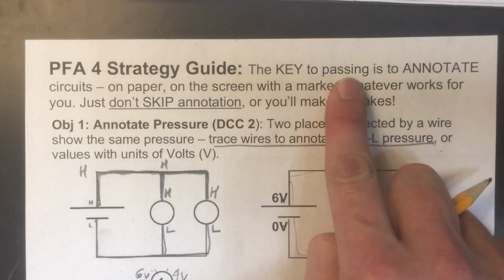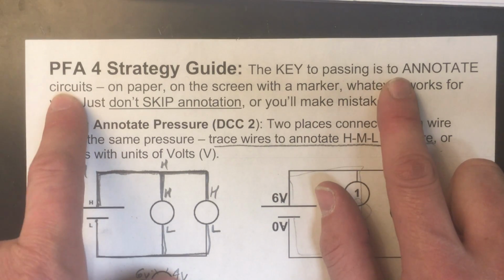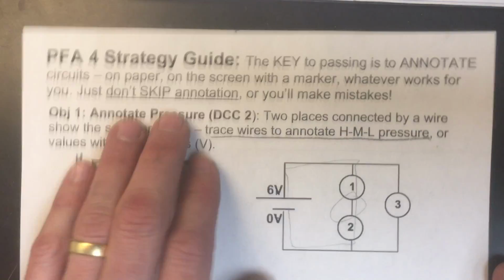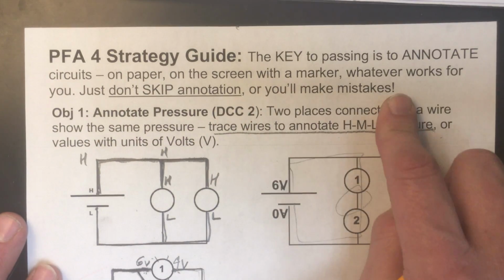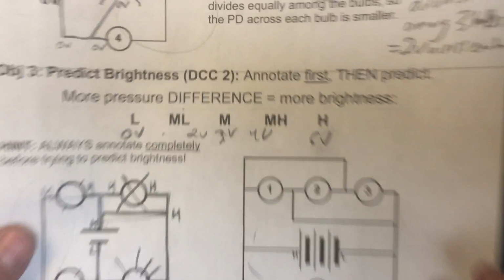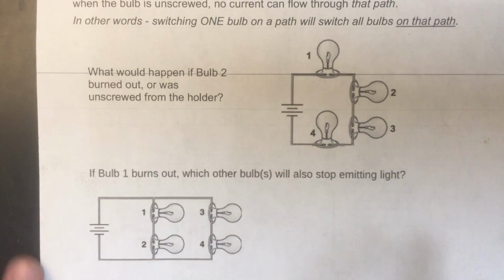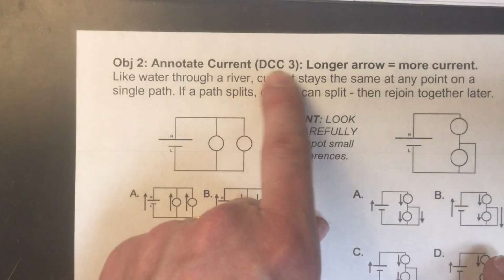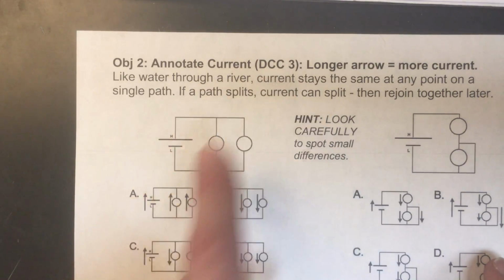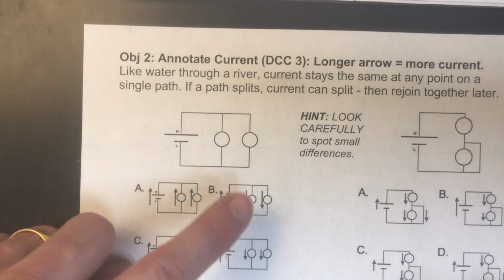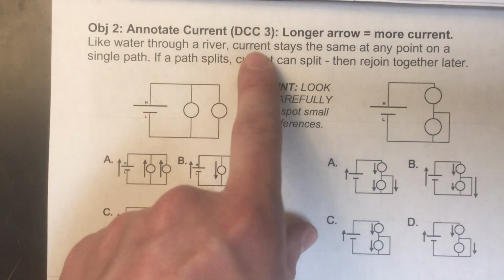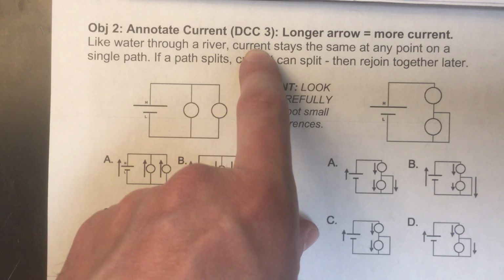The key to passing is to annotate circuits. On paper, on the screen, whatever works, just don't skip the annotation or I promise you'll make mistakes. There's a bunch more problems here to practice with, so take the opportunity to practice the rest of these problems. You may need to refer to DCC 3 to learn more about current. These arrows are also important, and I'm not talking about them here in this video, but DCC 3 does a good job of talking about them.